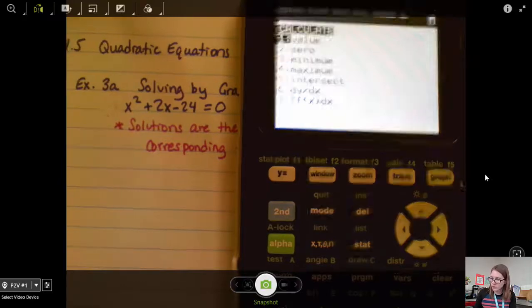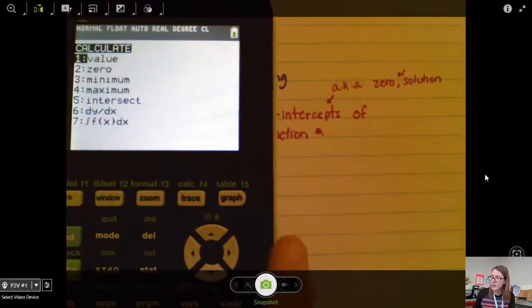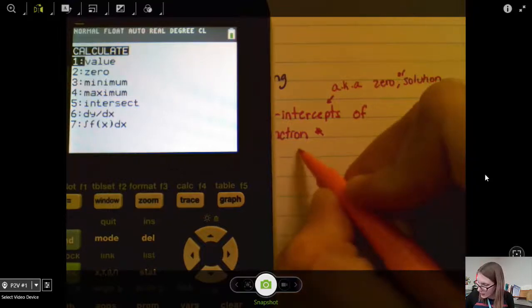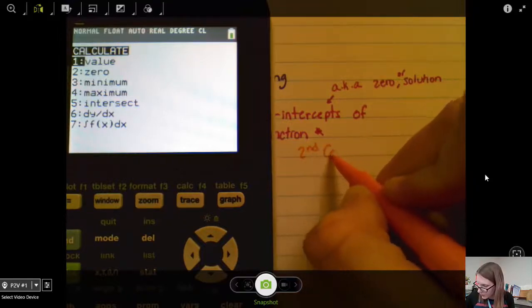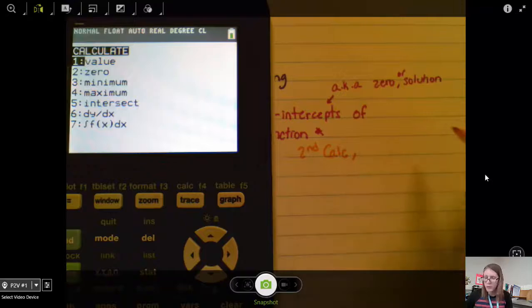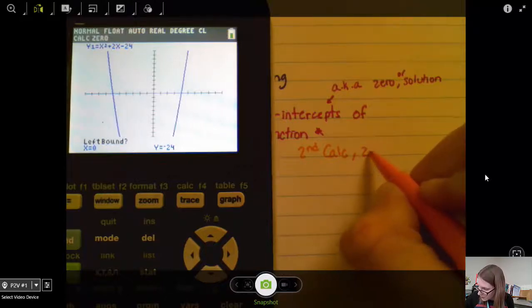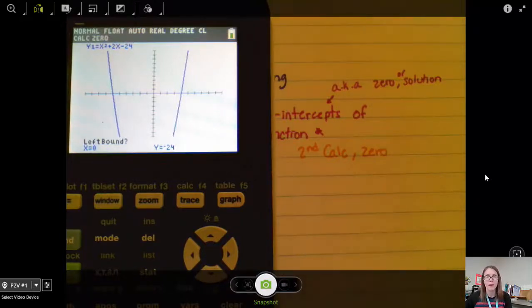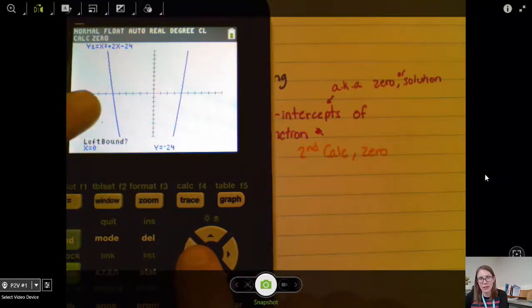Let me move my calculator over here so I can write my steps. So second calc, we want to find our x-intercepts, or our zeros here. Notice how it says left bound. We're going to have to go through this process just like when we found a vertex on our graphing calculator. Left bound, right bound, we'll have to go through that. But now we're finding an x-intercept. So I'm going to find this x-intercept first.